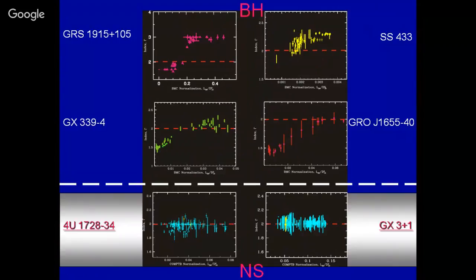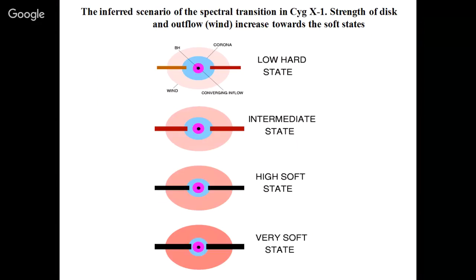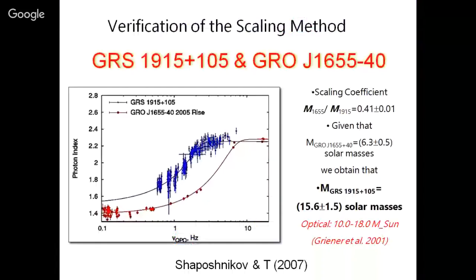Observation, GRS 1915. If you take a correlation of index versus QPO frequency, which we see, you can determine mass. Why? Because QPO frequency is inversely proportional to mass. You can use, it's written here, logarithm of frequency gives you a ratio of mass. It was a theoretical prediction, and using this correlation, it also should be self-similar. You can determine mass for GRS 1915 here. From this first principle, it's 15.6 solar mass plus minus 1.5.